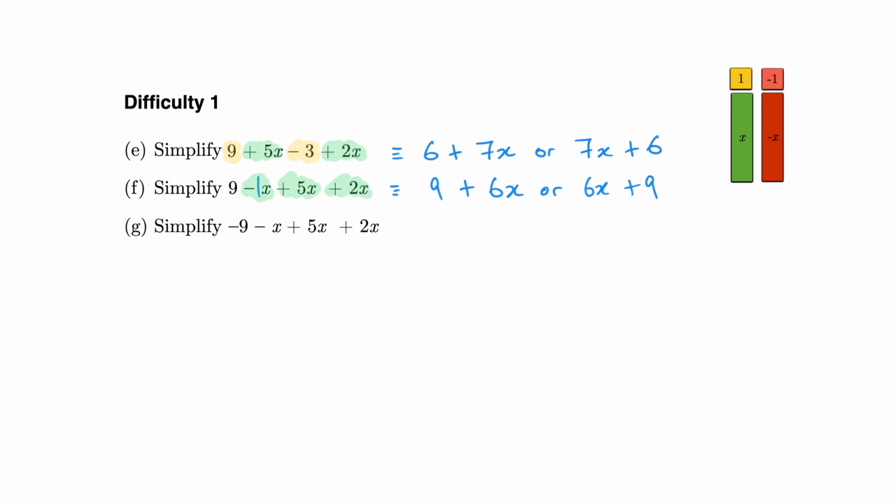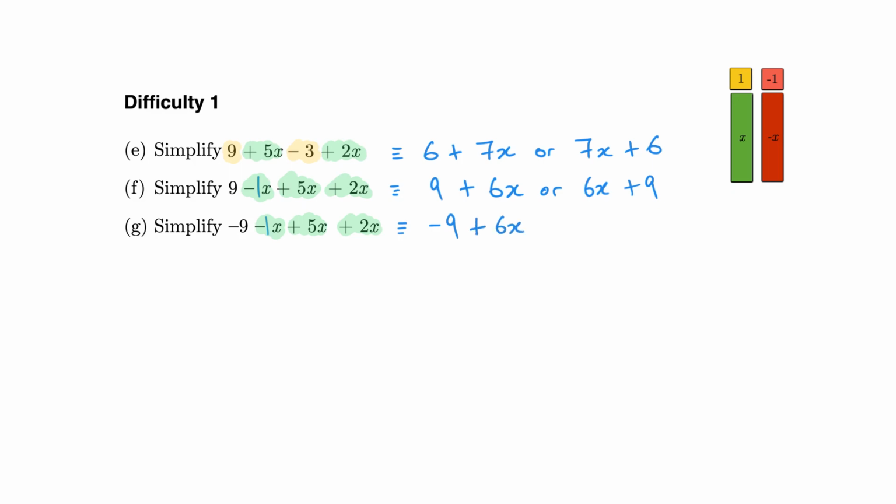Here's the next one. Pause the video and have a go at this for yourself. Okay, we're going to do this without using any tiles. We've got negative 9. That doesn't collect with any of the terms, so that means our simplified answer is going to contain that negative 9. Then we've got a negative 1x plus 5x plus 2x, just like in the previous example. And that gives us plus 6x. So the answer here is negative 9 plus 6x.